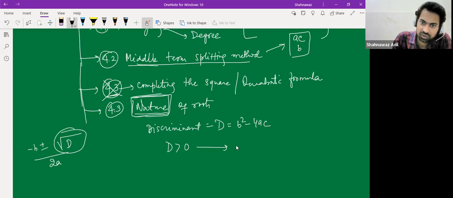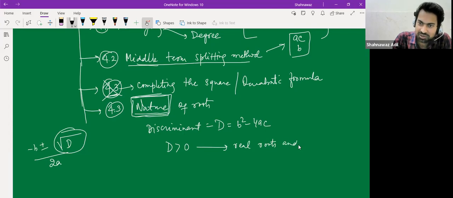Equal. Real. What is that? Real roots. So real roots, and equal or unequal? Unequal.